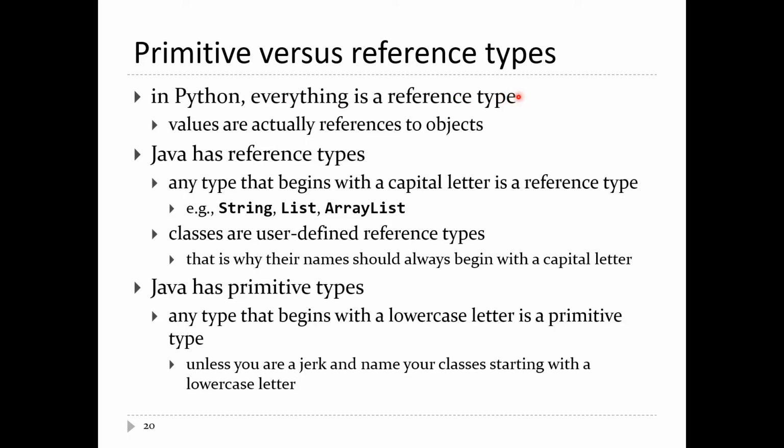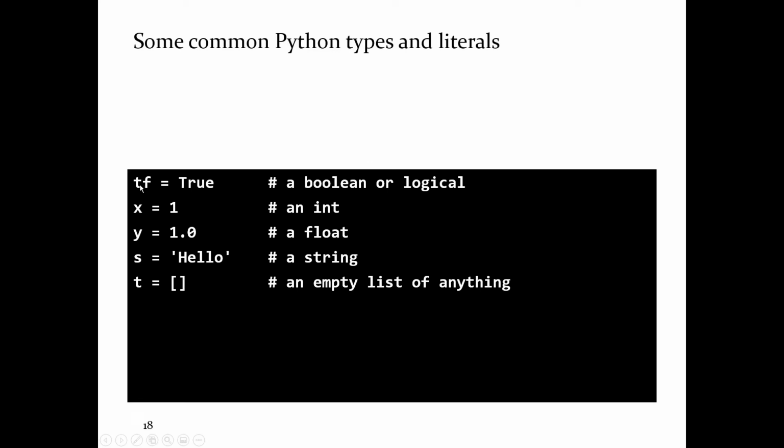In Python, everything is a reference type. So values are actually references to objects. For example, when I write TF gets the value true, what's really happening is there's some object that represents the bool value true, and the variable TF is a reference to that object. When I write X gets the value 1, there's some object in memory that represents the int value 1, and X is a reference to that object.